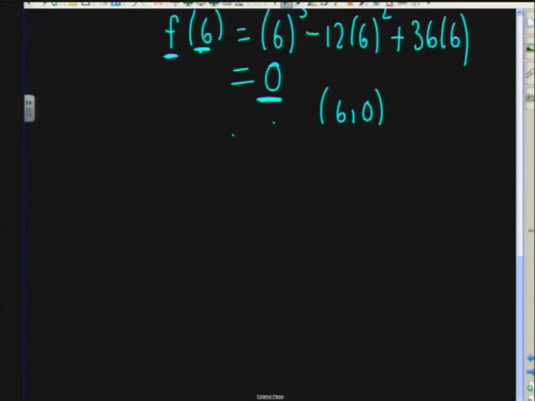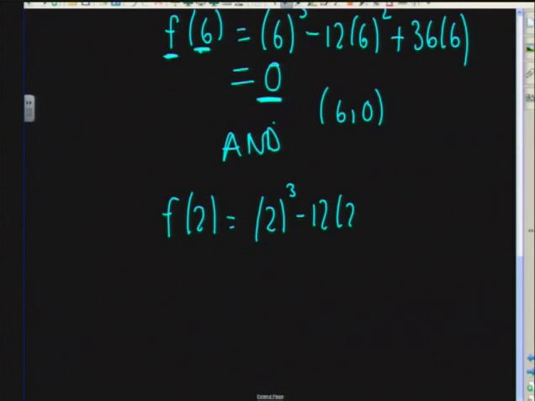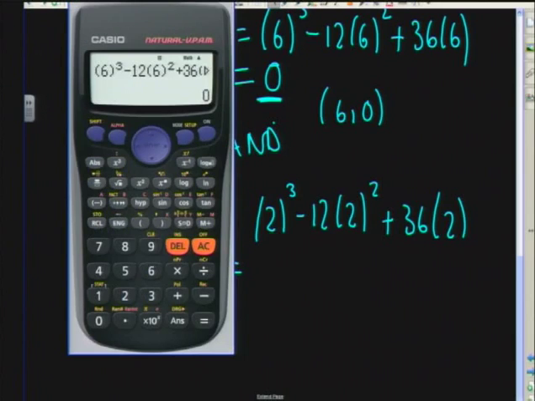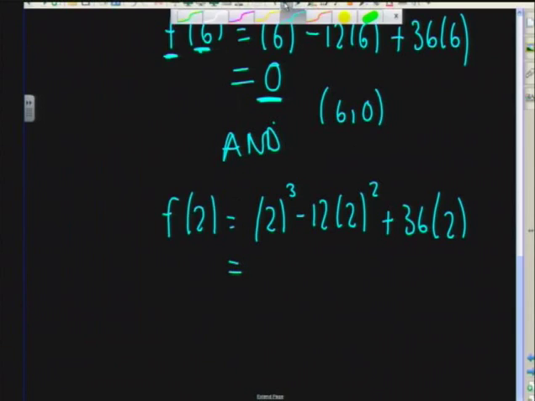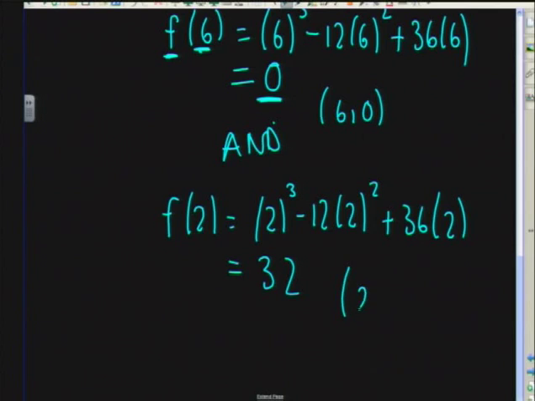Now we need to find the other one. So I do the same thing. I put 2 in place of x, and I'm going to get 2 cubed minus 12 times 2 squared plus 36 times 2. Again, just put it all into your calculator. So you're going to get 2 cubed minus 12 times 2 squared, which is 4, plus 36 times 2, and we get an answer of 32. So therefore, my other stationary point is (2, 32).